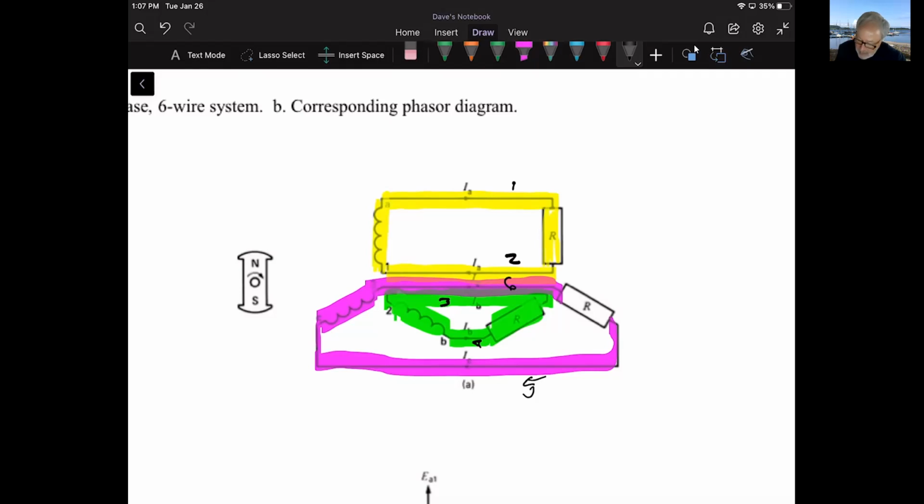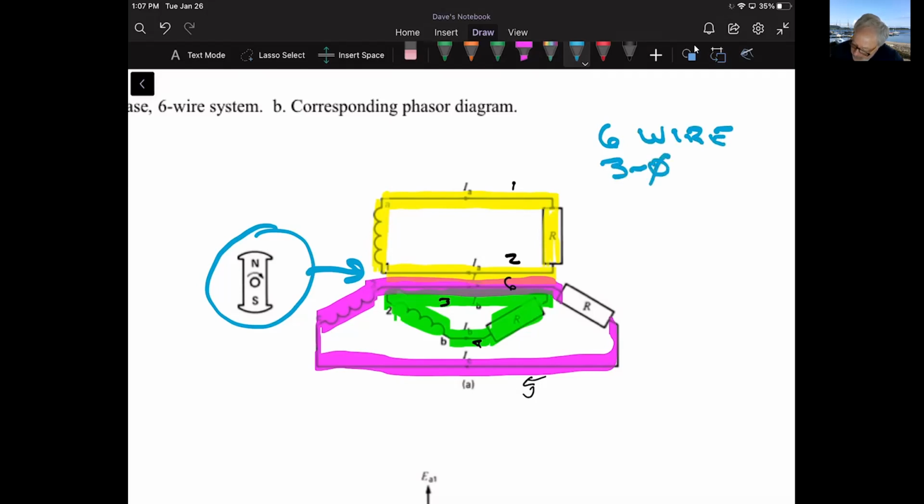Okay, so when you look at this total configuration, this thing gets so dense that we have to pull these things out of here. You really couldn't show the rotating magnet with the coils and get all this down into a thing that was easily understood. But this is just 3 coils now instead of 2, and we would call this a 6-wire 3-phase system. Okay, and that is one type of system that you might encounter.